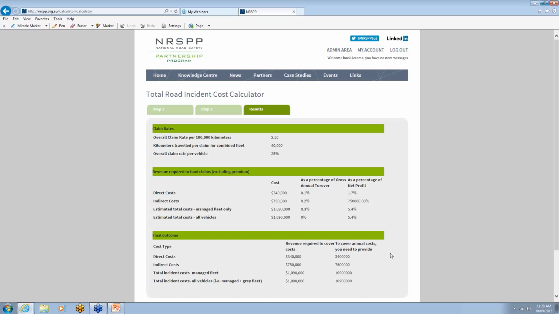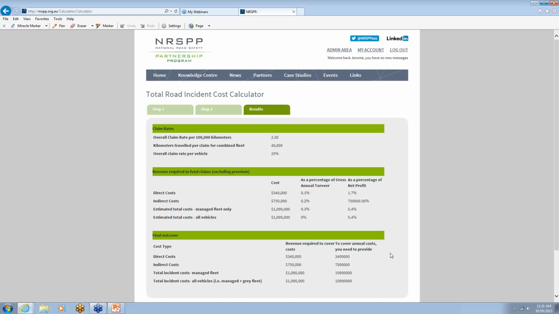So the overall claim rate per 100,000 kilometers is 2.5. So you're having 2.5 crashes for every 100,000 kilometers that your fleet ticks over. The kilometers traveled per claim is 40,000, so every time you travel 40,000 kilometers cumulatively across your fleet, you have a crash. And the overall claim rate per vehicle is 25%. That means you had 100 crashes, you have 400 vehicles, it's 25%, and that's an often used statistic by insurance companies to compare like for like.